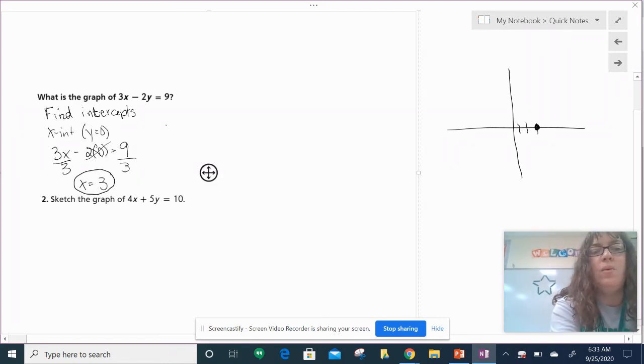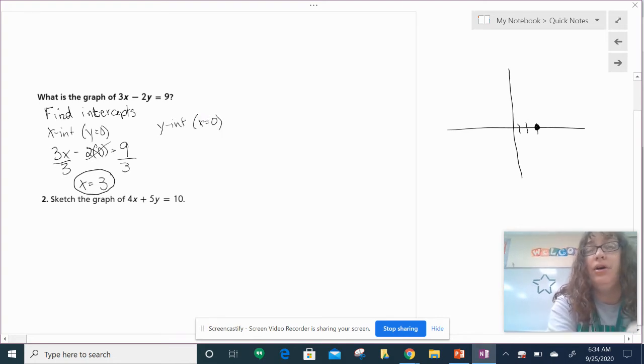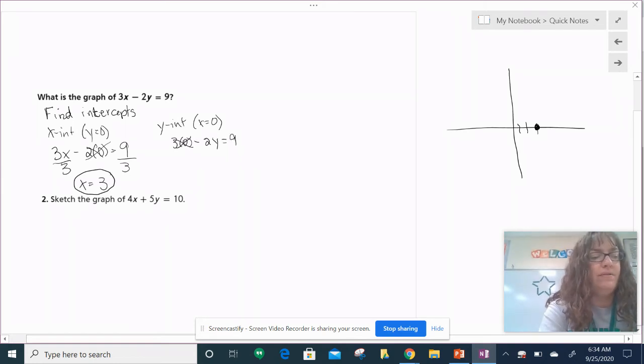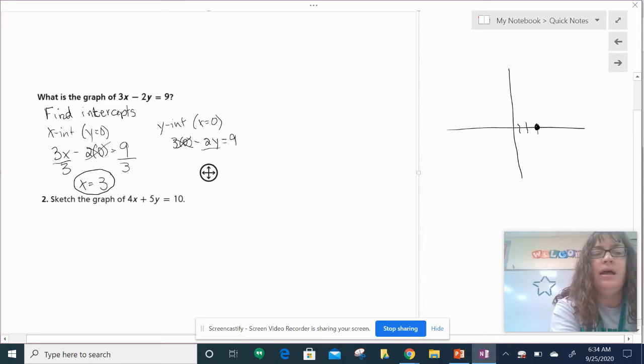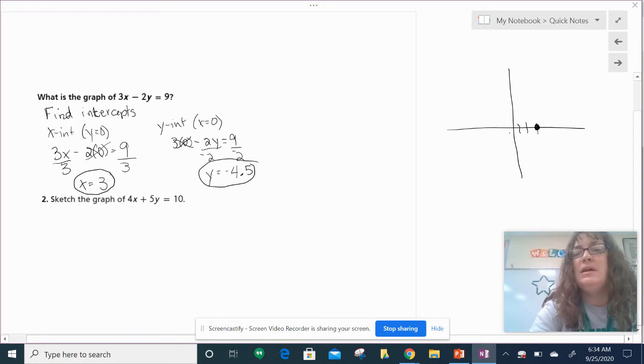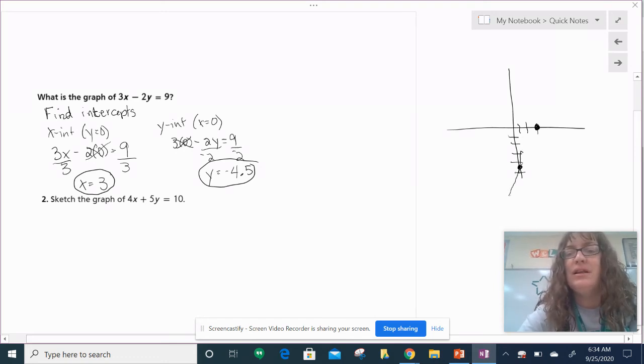All right, now let's find the y-intercept. So if I'm looking for the y-intercept, I'm going to let x be 0, the opposite variable. And so now I've got 3 times 0 minus 2 times y is equal to 9. 3 times 0, that cancels out. So I have negative 2y is equal to 9. And if I divide by negative 2, I get y is equal to negative 4.5. So what that tells me is it's going to cross the y-axis at negative 4.5. 2 points is enough to make a line, so now I can just connect those 2 points, and there is my line.